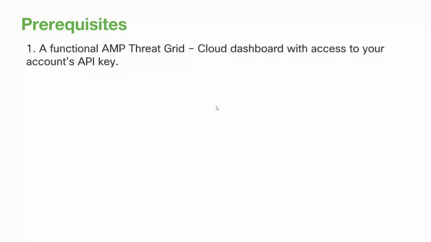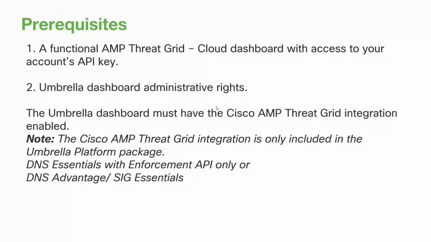So what would you need to carry out this integration successfully? One, we would need AMP Threat Grid console, because this is from where you're going to copy or generate the API key. Next, you would need Umbrella console with admin rights, because this is where you're going to make some changes on the console and enable a few of the settings.